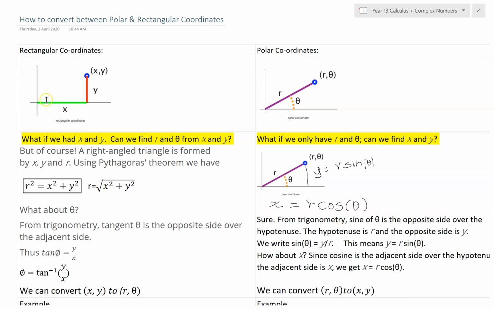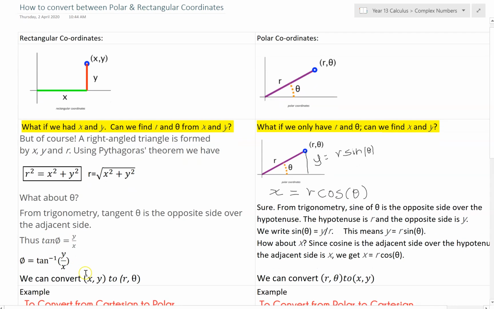How do we find the angle? In this particular rectangular form, since this point is located in the first quadrant, the angle can be found using trigonometry, which is opposite over adjacent, which means we can use tan angle is equal to opposite over adjacent. So the angle can be figured out by inversing that. So this is how we convert a rectangular form to polar form.